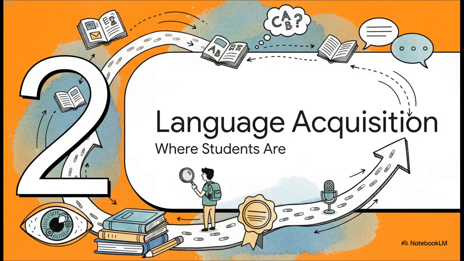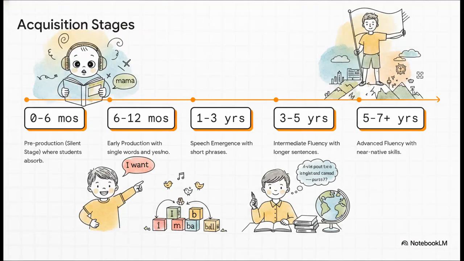Moving right along to section 2, stages of acquisition and ACTFL levels. Basically, figuring out exactly where students are in their journey. It's honestly incredible to see how second language acquisition perfectly mirrors a baby learning their very first language. Students naturally have to absorb the language before they can produce it, so they start in pre-production, literally just listening. Then they move into early production with really simple yes or no answers, and eventually they reach speech emergence. And get this, it takes up to 7 solid years to hit advanced fluency. You absolutely cannot rush biology.